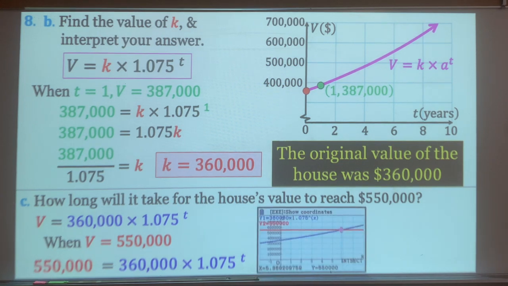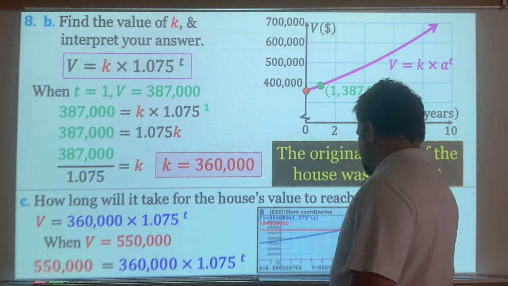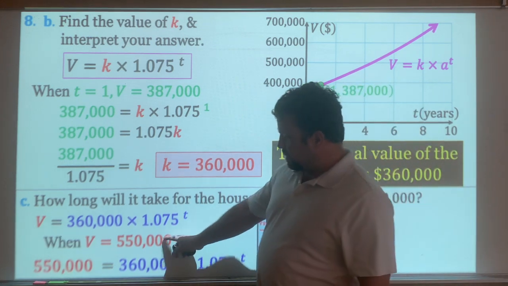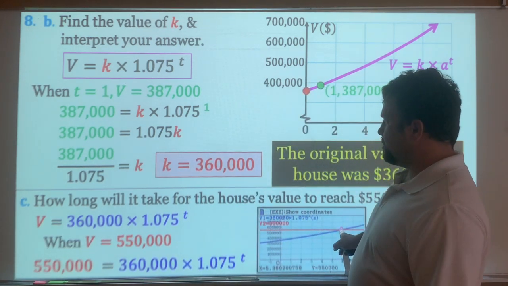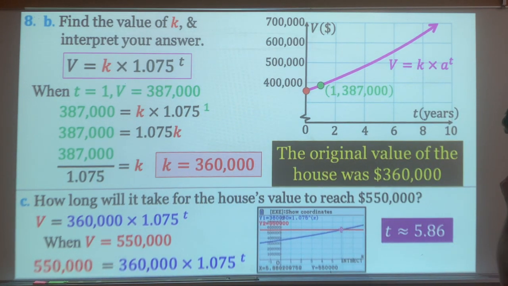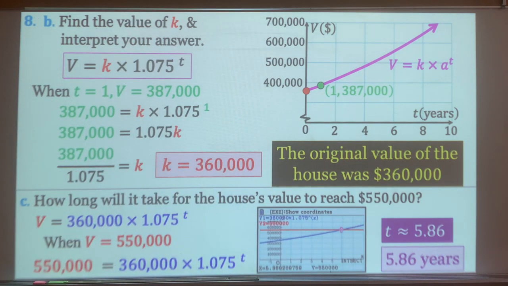Here's our graph. As you can see in our graph, we graph 550,000. I set my window with X's from 0 to 7, and Y's from 0 to about 700,000 because I wanted to be a little bit above here. When I graph the two, intersect. The answer is about 5.86, so about 5.86 years. Any questions? That was an easy one.